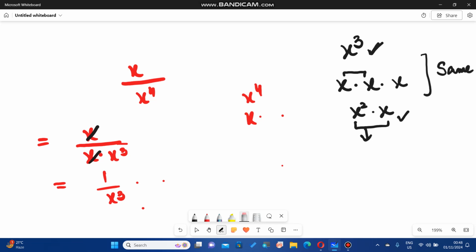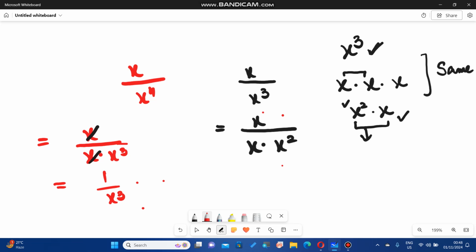Now instead, let's say we have x divided by x cube. We are going to split it. X divided by, now we know we can only cancel x, right? We are going to write x. What is left? X squared. We will write x squared. We can cancel x. What are we left with? We are left with 1 over x squared.